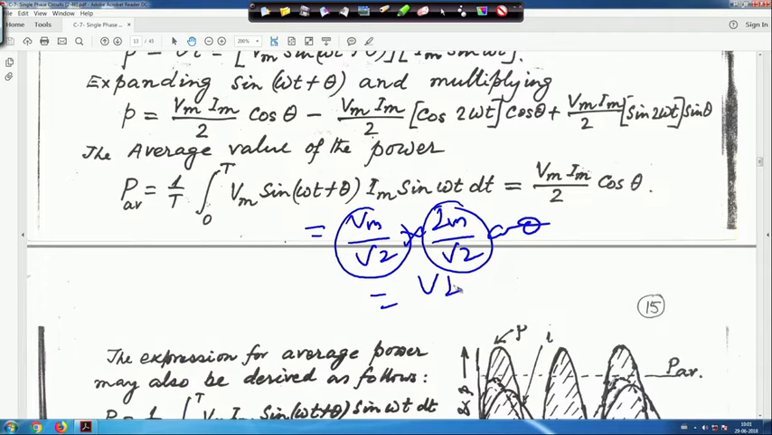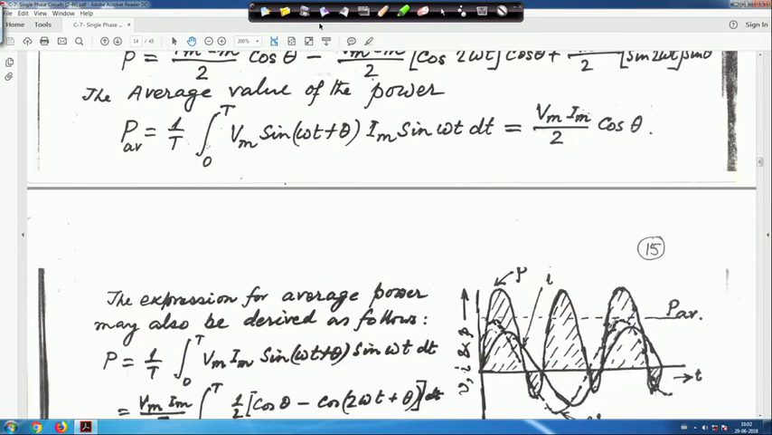That means it is VI cos theta, where V is the RMS value of the voltage and I is the RMS value of the current, multiplied by cos theta, which is the power factor of the circuit. Theta is the angle between the voltage and current. So we can write VI cos theta, and V and I are both RMS quantities. Otherwise, if you take the peak value, it will be Vm Im cos theta upon 2, but generally we always use RMS values in our numericals.